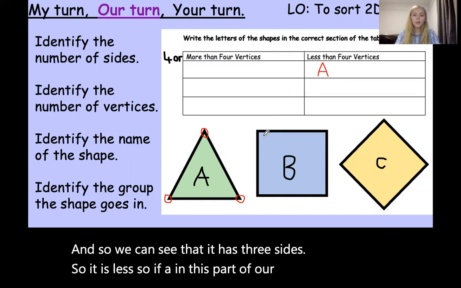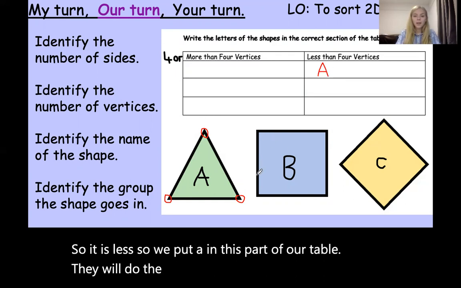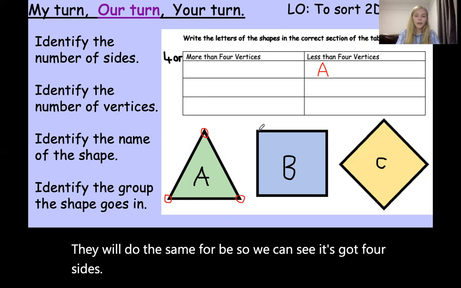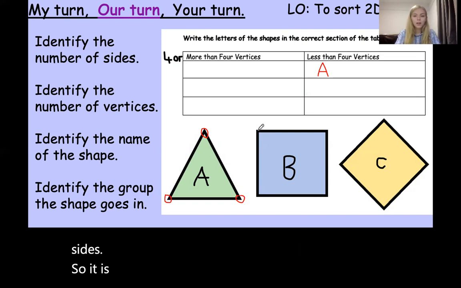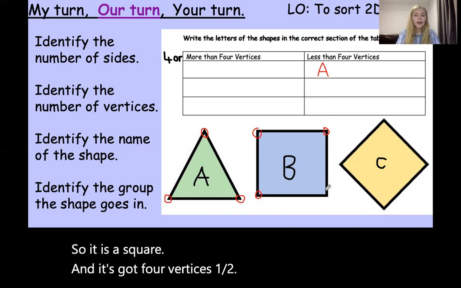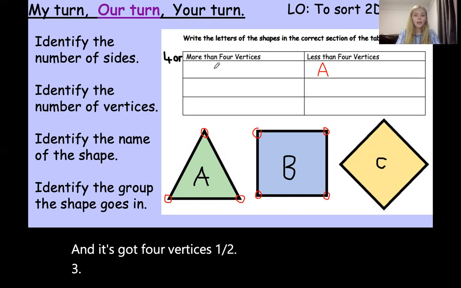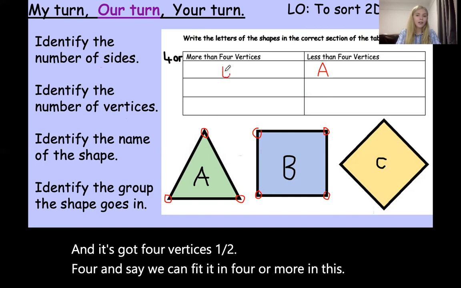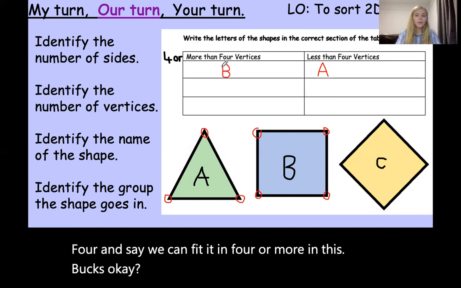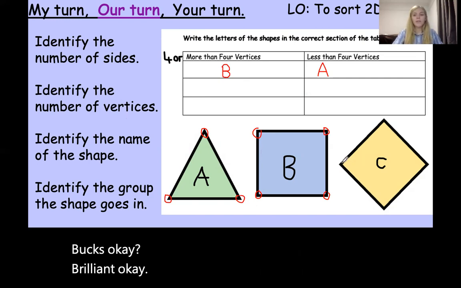Okay. So we do the same for B, so we can see it's got 4 sides, so it is a square, okay, and it's got 4 vertices, 1, 2, 3, 4, and so we can put it in 4 or more in this box, okay? Brilliant, okay. And we do the same for this shape.